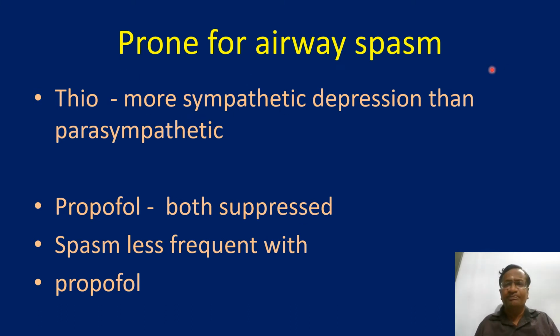Now, if you have a patient prone to airway spasm, thio is more sympathetic depression than parasympathetic. Propofol suppresses both. Spasm is less frequent with propofol. So if you want to put an LMA, you use propofol because the airway suppression is better with propofol. And you use fentanyl and propofol. We don't need to use relaxant to put supraglottic airways. That is one of the advantages. If the patient has an airway spasm or is supposed to get some supraglottic airway device, go for propofol.